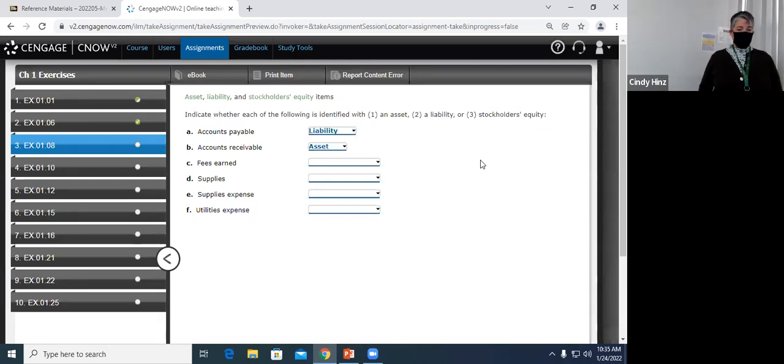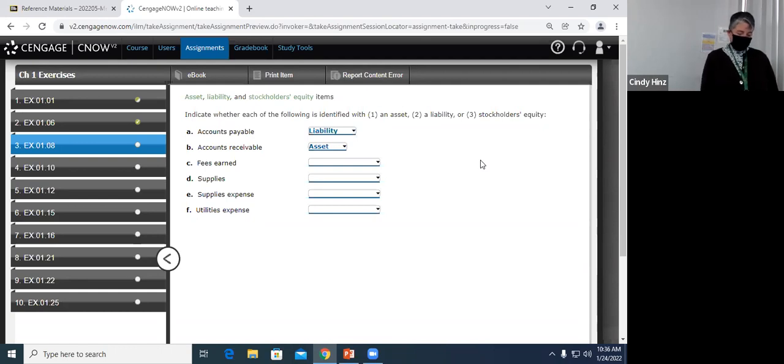Other types of receivables include things like interest receivable or notes receivable. When someone borrows for an extended period, they're going to pay us interest. But accounts receivable is generally reserved for just our customers buying on credit.